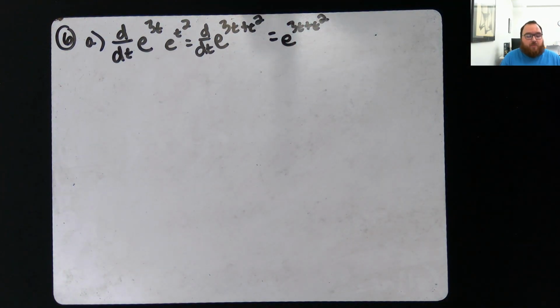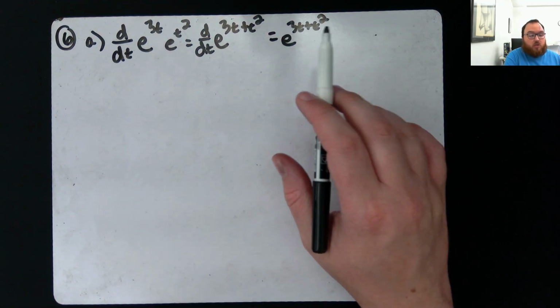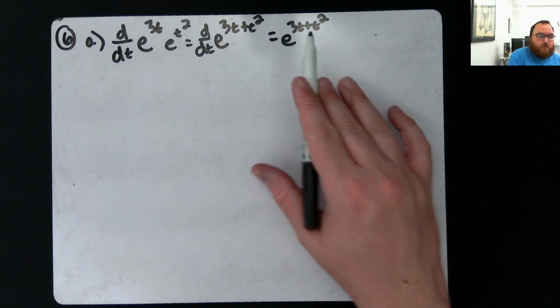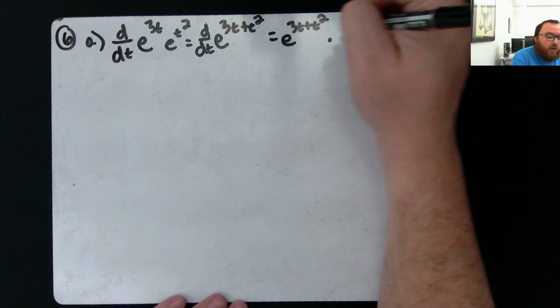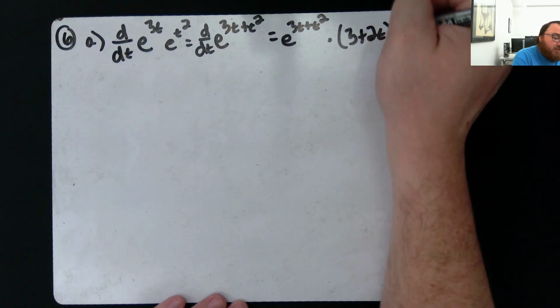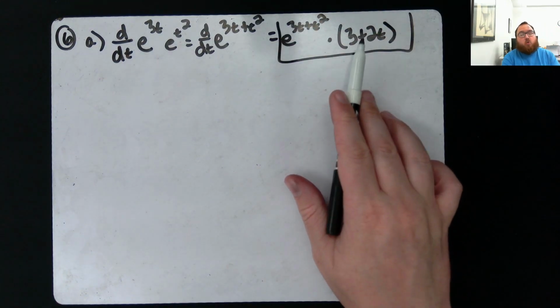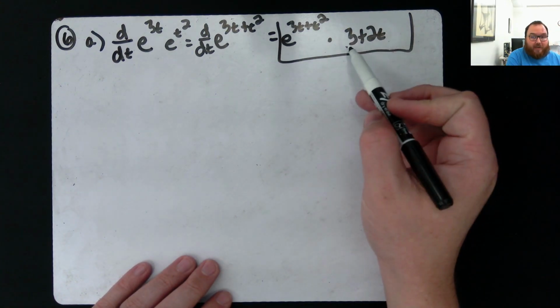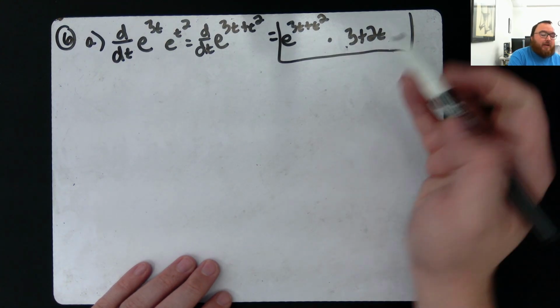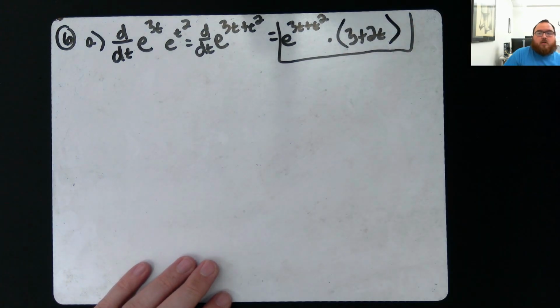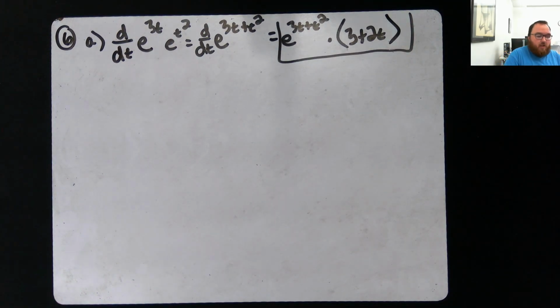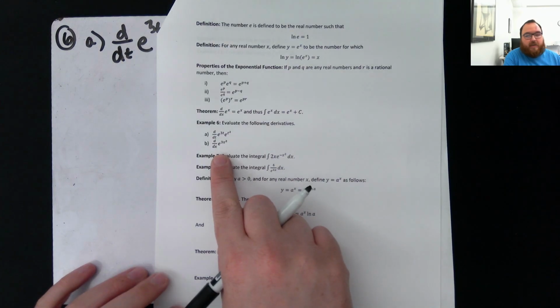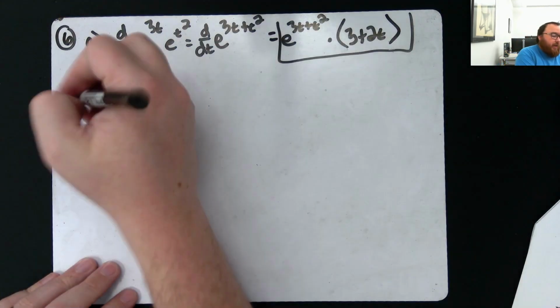However, I don't just have e to the t, right? I have e raised to some stuff. So by the chain rule, I've got to multiply that by the derivative of that stuff. The derivative of 3t plus t squared is 3 plus 2t. Again, make sure I put the parentheses here, because if I didn't, it would look like I'm only multiplying this e term by the 3 and not by this 2t, but it also has to be multiplied by the 2t. So make sure we have that. Example B, the derivative of e to the 3x squared. Do this the same way.